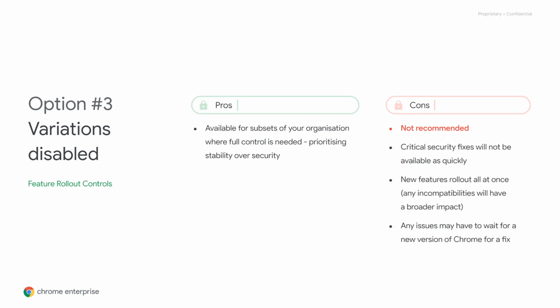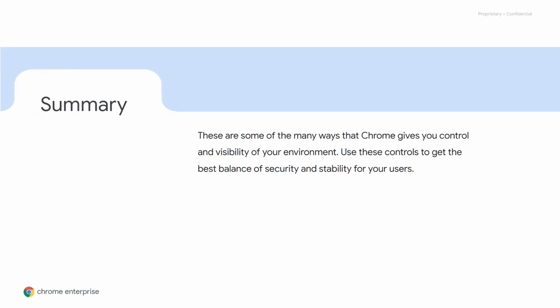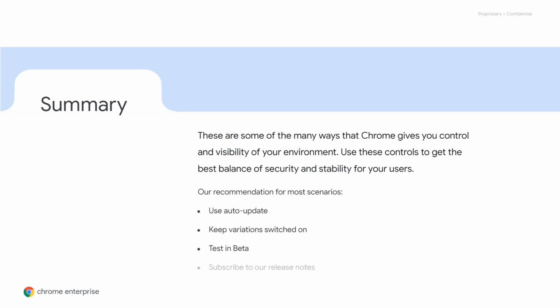To summarize, these are some of the many ways that Chrome gives you control and visibility of your environment. Use these controls to get the best balance of security and stability for your users. And of course, don't forget our checklist of recommendations for most scenarios. Use auto update, keep variations switched on, test in beta, and subscribe to our release notes.